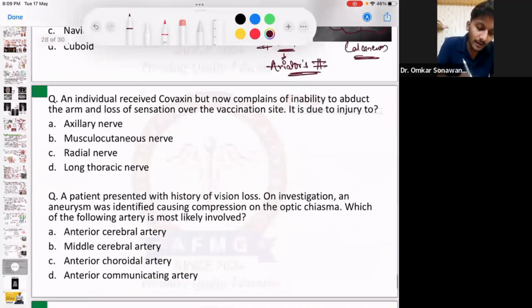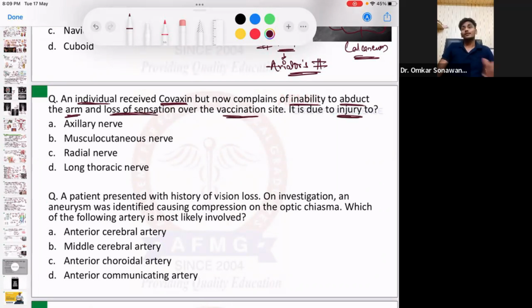An individual received Covaxin but now complains of inability to abduct the arm, with loss of sensation over the vaccination site. You gave the injection for the first time, and the patient is unable to abduct the arm. It is due to injury to, shabash, the axillary nerve.